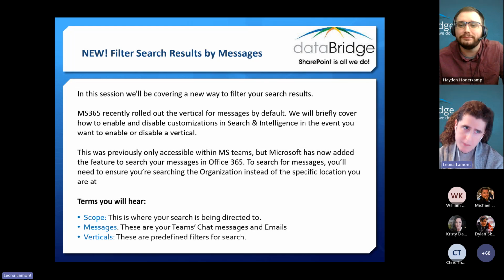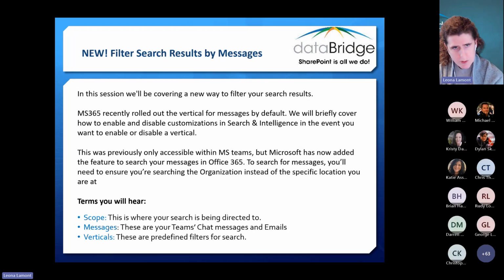Alrighty, welcome everyone. Today we're going to be talking about the new search vertical for messages inside of Office 365. Microsoft Office 365 recently rolled out the new vertical by default, so all of your organizations should now have this available to your users. We'll briefly cover how to enable or disable this feature. Like I said before, it will automatically be enabled, so we'll talk about how you can disable it or re-enable it if you need to.